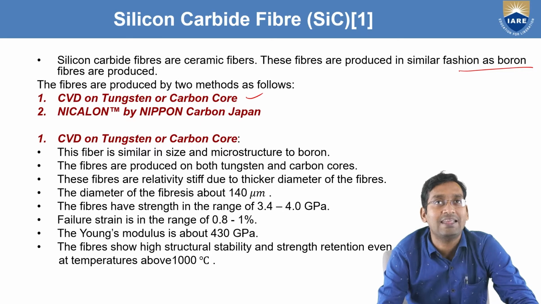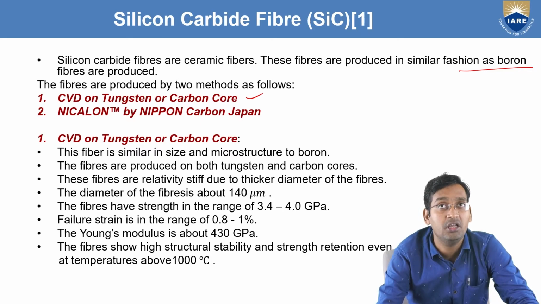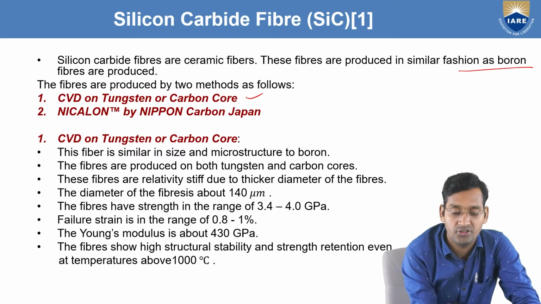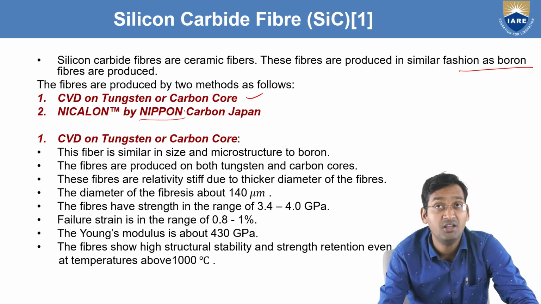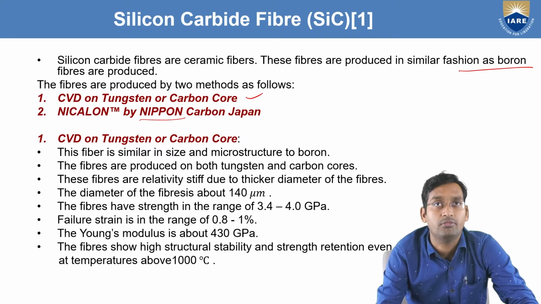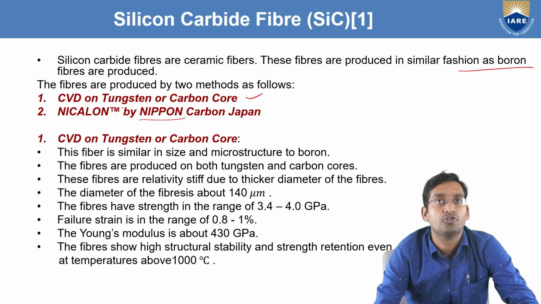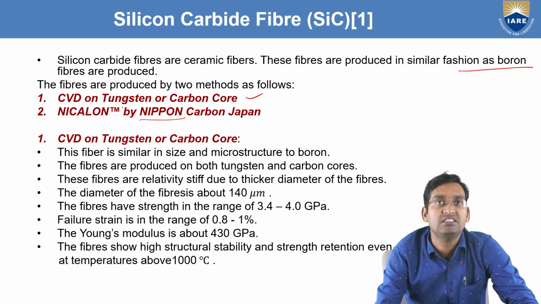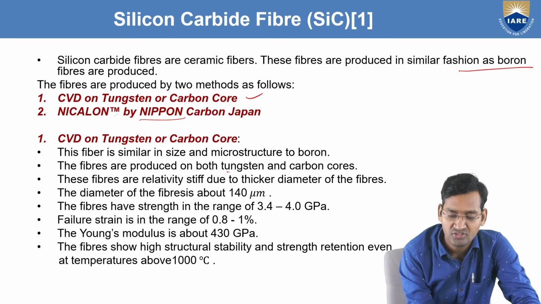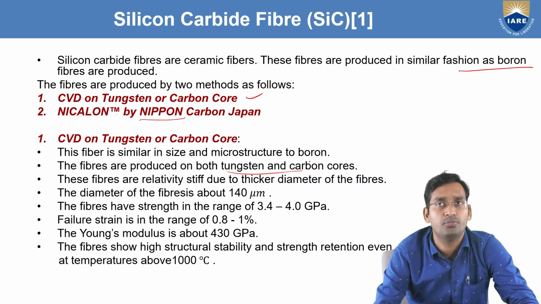The second method is Nicalon, which is the trademark of a particular company, Nippon Carbon, Japan. They formed it, and that's why the TM, their trademark, is there. So for silicon carbide, first is CVD on tungsten or carbon core. This fiber is similar in size and microstructure to boron. So again, silicon carbide is similar to boron. The fibers are produced on both tungsten and carbon cores.